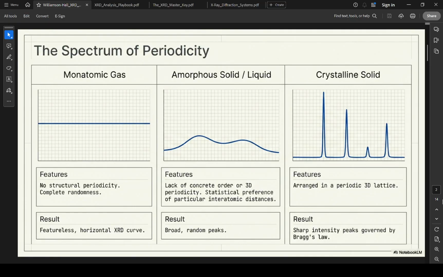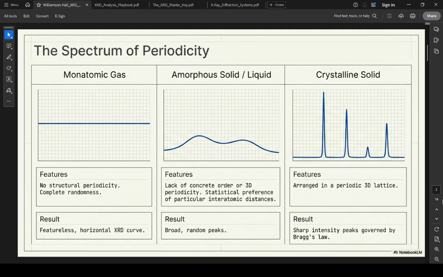Now, in case you have an amorphous solid or liquid, since they are amorphous, they also don't have any 3D periodicity, but there is some order in their lattice. Some particular interatomic distances might have some statistical preference because they are more common compared to others. So what you will see is some background with some very broad peaks, which have no correlation to the phase of the material.